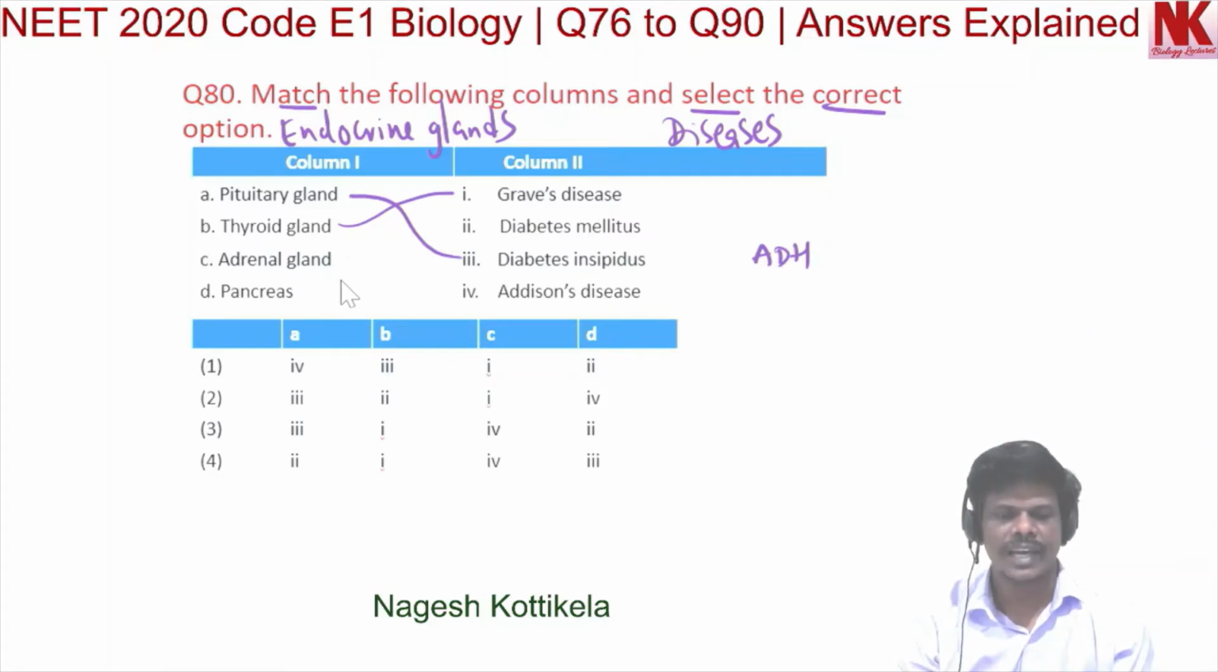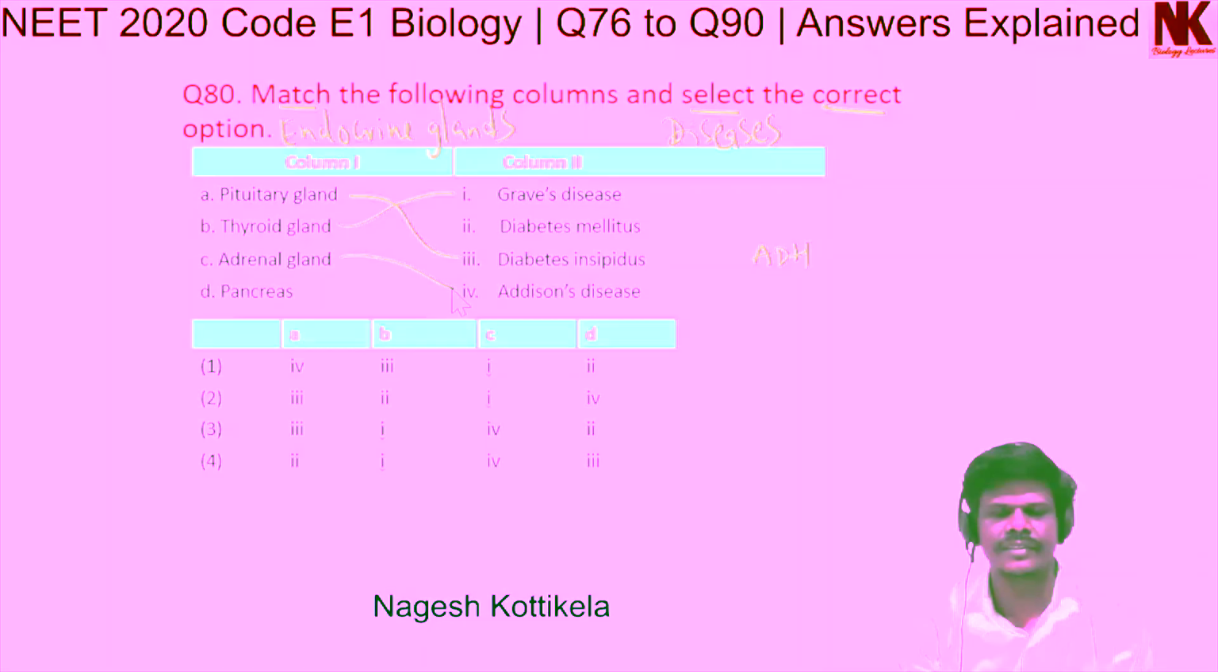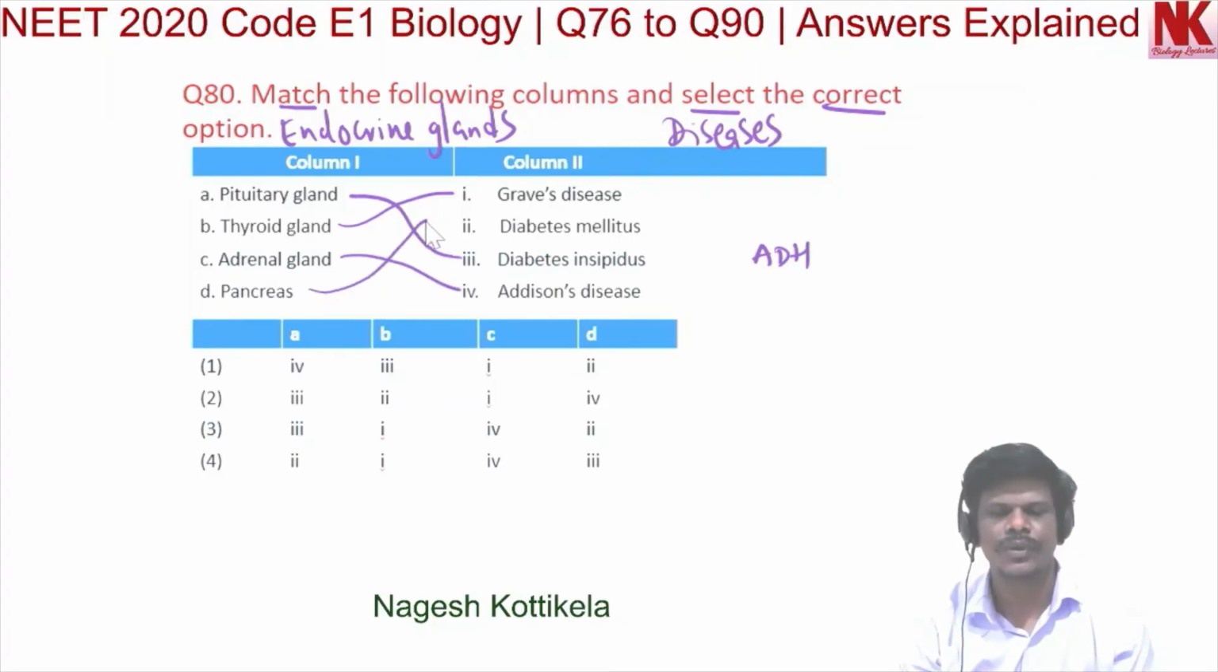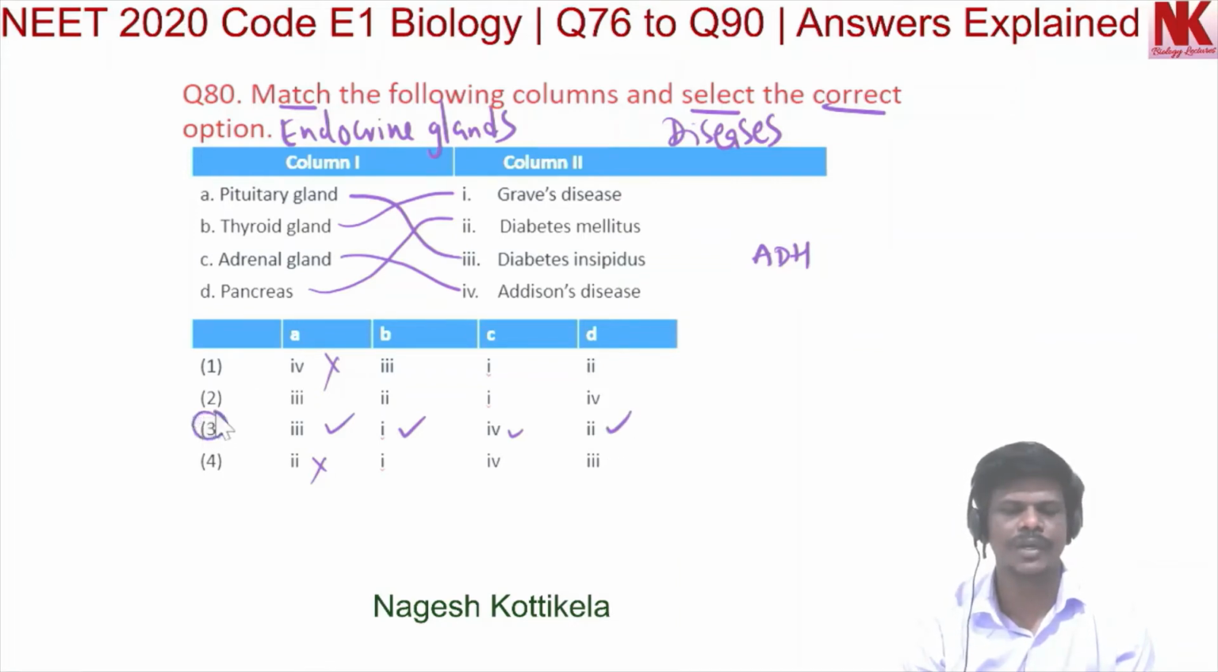Next, adrenal gland. This is related to Addison's disease, and pancreas is related to diabetes mellitus. The insulin hormone secreted from the pancreas controls the blood glucose levels. Its deficiency causes diabetes mellitus. So A should be 3 among the given options. A3 is given in 2 options, and next B is 1. Yes, it is found. Now C, adrenal gland, 4, and D is 2. So the most appropriate option is option number 3.